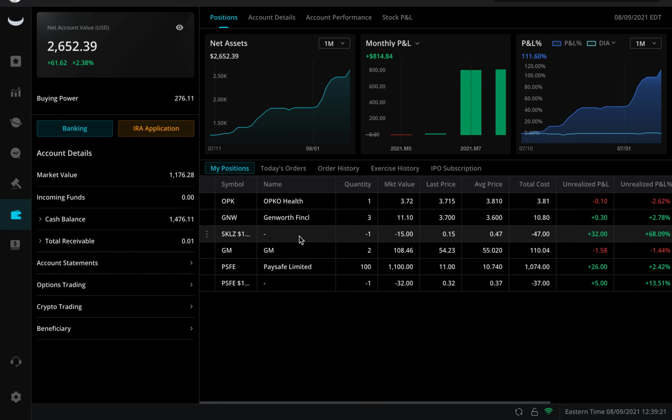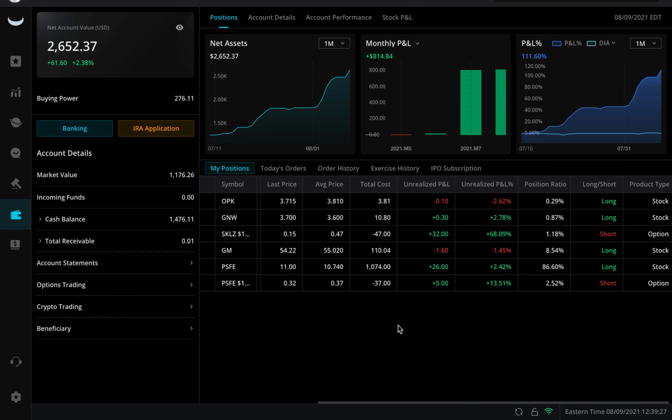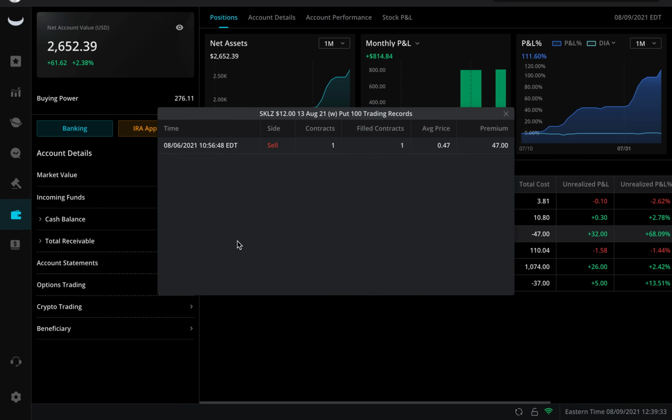So for example, if we take a look at my Skills one, I sold a put here. And we can actually take a look here at what this looks like. If we go ahead and click on this little three dots here, view order details, this will tell me that I sold a put on Skills expiring August 13th, 2021. And this was at the $12 strike. And it tells me the side, this was a sell. So I sold a put here on Skills expiring August 13th at the $12 strike.